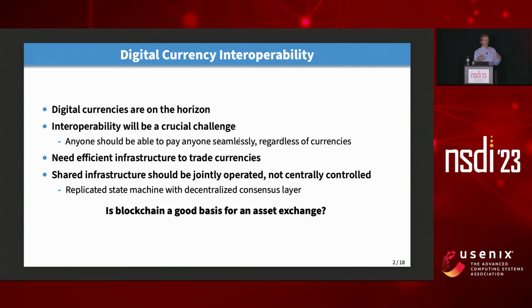We don't want to force everyone around the world to use a single platform. And more importantly, we want payments to be interoperable. A sender should be able to send money to a receiver, and the sender might have one currency, and the receiver might want a different currency, and that transfer should happen seamlessly and at a fair exchange rate. So what this means is that we need efficient infrastructure to trade one digital currency for another.